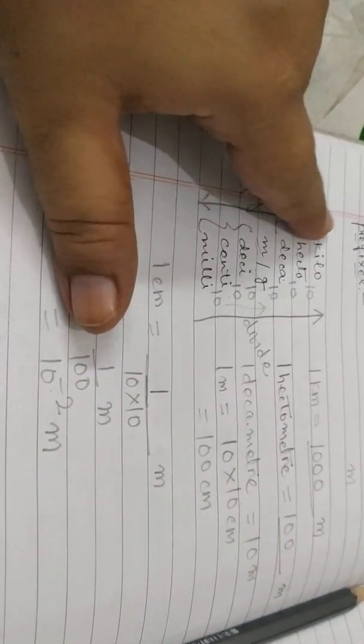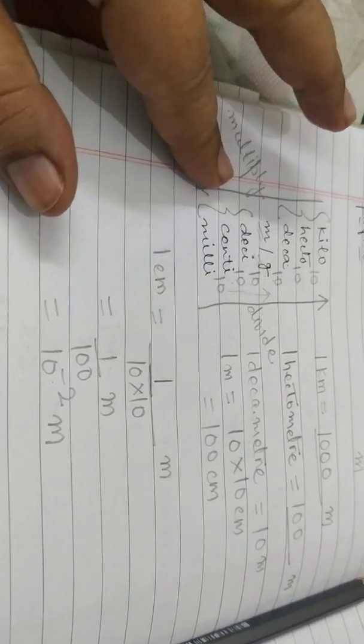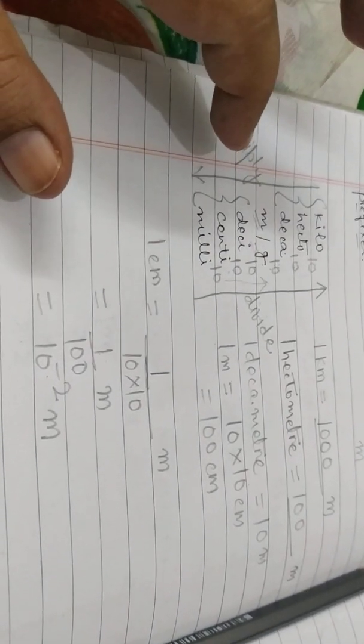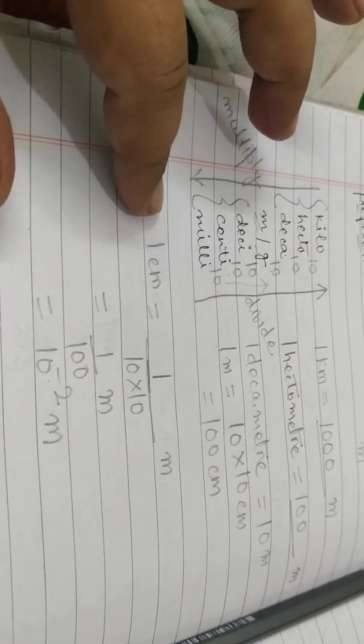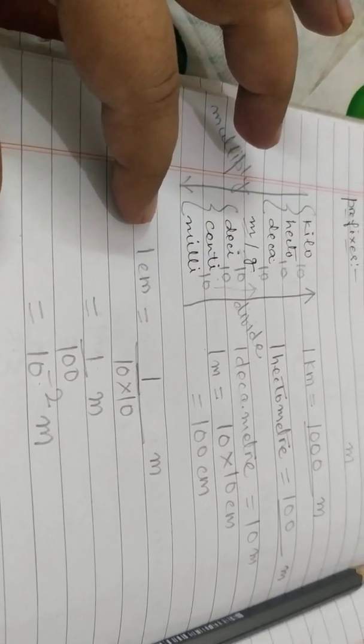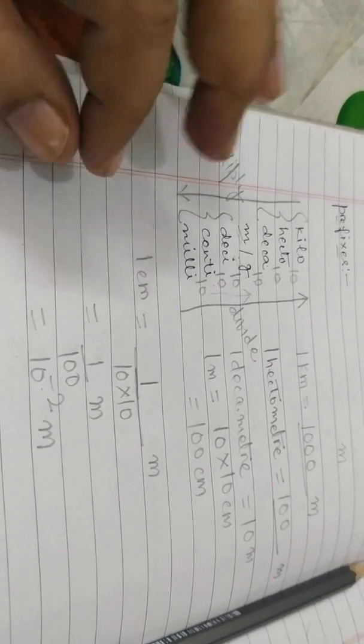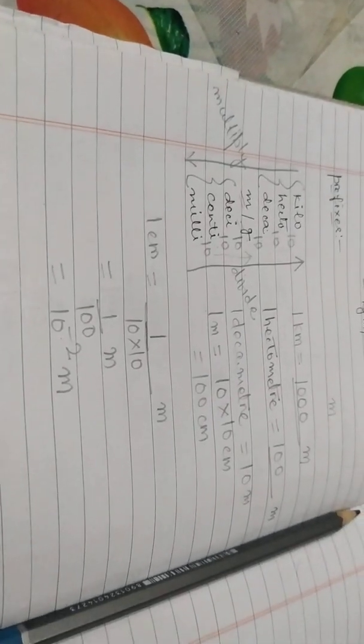These had this type of relation, so I wrote it here. But other larger or smaller prefixes you'll have to learn. For example, below milli you have micro, then nano, then femto, and many other prefixes. So I'll be sending the table regarding that.